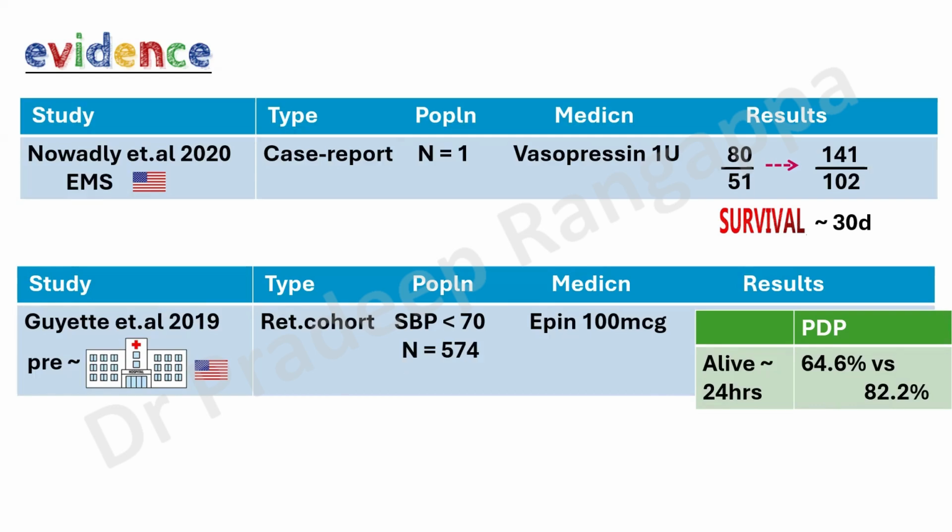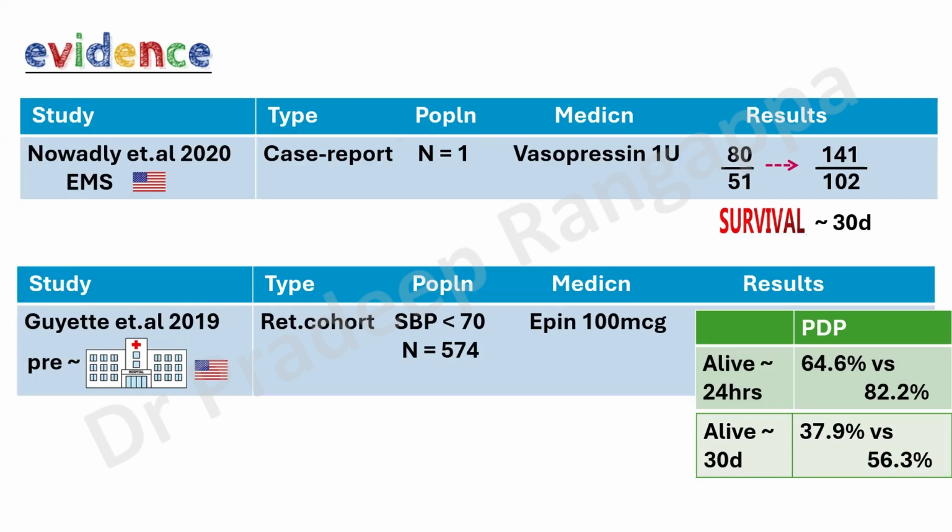That's why the survival was less compared to the group which did not get push dose. It was 64.6 versus 82.8. And patients who were alive at 30 days also was less in patients who needed push dose vasopressors, which basically tells you that these patients were possibly sick and they needed push dose, and that's why they did not do well. That's all it tells you.